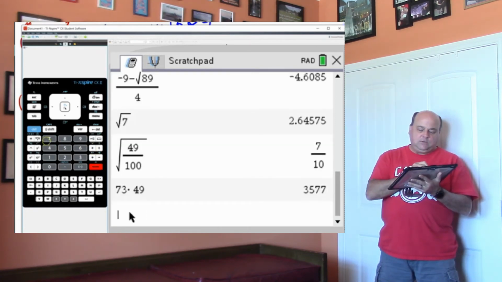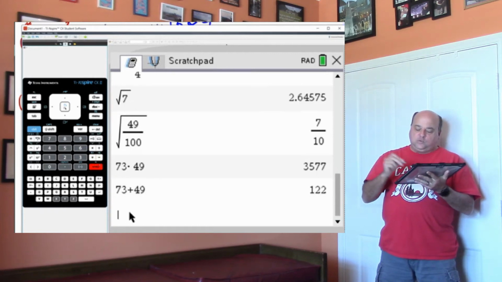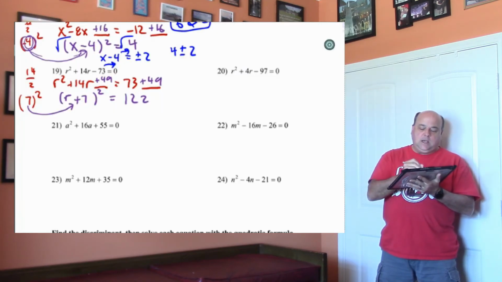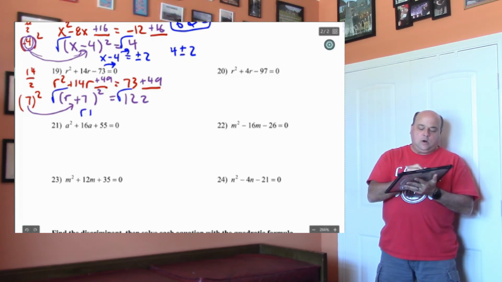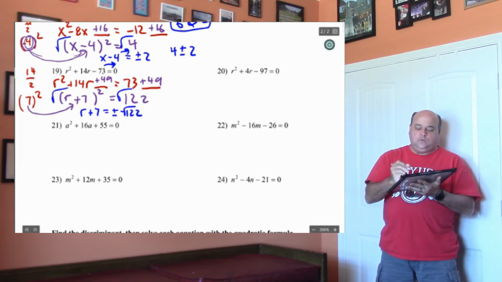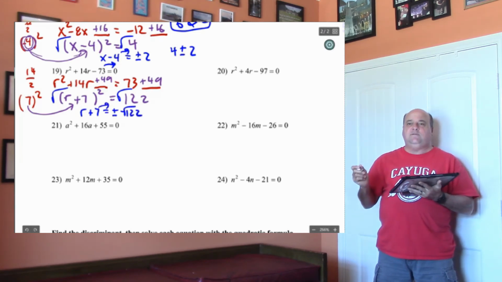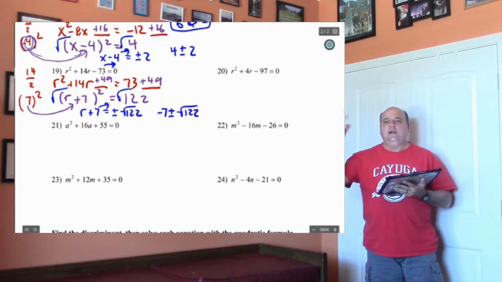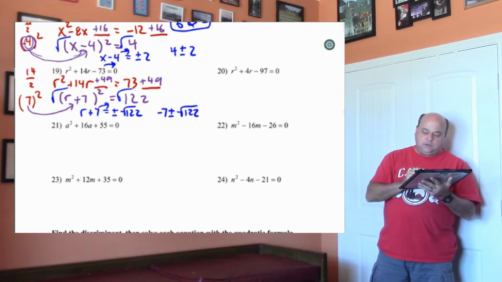It's not 73 times 49, it's 73 plus 49, which is 122. This is not a perfect square, is it? So it's going to be 122, and then we're going to square root both sides. We'll get r plus 7 equals plus or minus the square root of 122, and then we move over the 7. So I'll get negative 7 plus or minus the square root of 122. Then you're going to type this in and get the 2 decimals, okay?